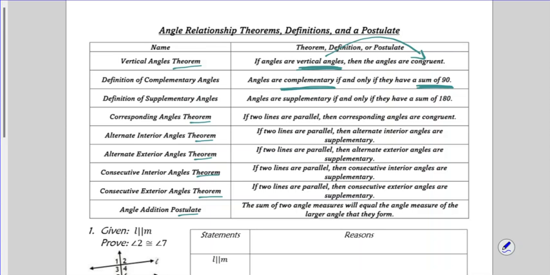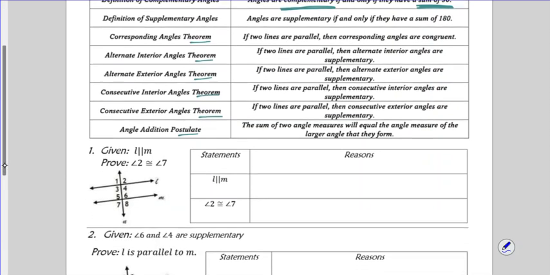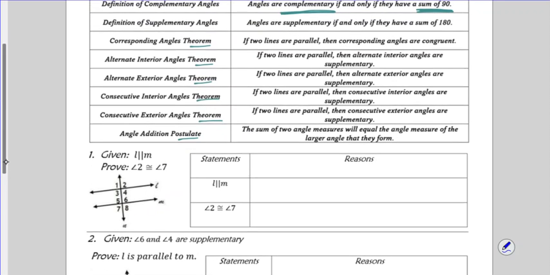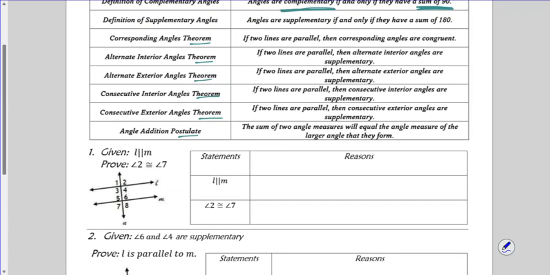All right, let's just jump into one here. So again, I'm going to start with one statement and use that as the hypothesis for the next reason. L is parallel to M. That's given to me. I want to prove that angles 2 and 7 are congruent. Angle 2.